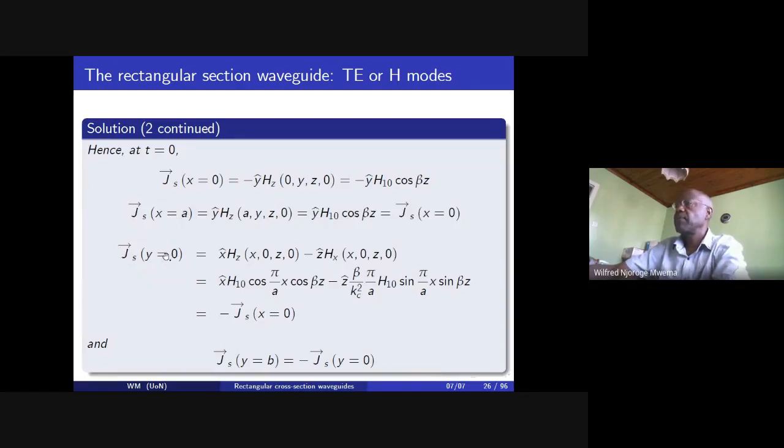And Js at y equal to 0 will have two components, that is the x component and the z component, and we get a value of the minus of Js at x equal to 0, and the Js equal to that value there. Now, this one is not correct. This is not correct here. So this will have to go out. I'll correct this for you. Because when we put the value of beta z, okay, the Hy does not come in, so to speak.